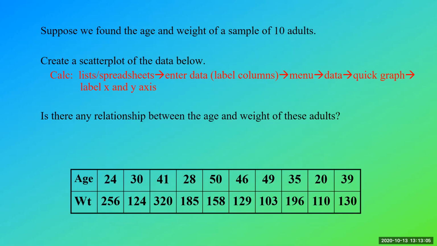So suppose we have a new data set and we found the age and weight of a sample of 10 adults. So I listed the steps in the calculator of how to create a scatter plot. So let me show you how to create a scatter plot on the calculator of this age and weight.